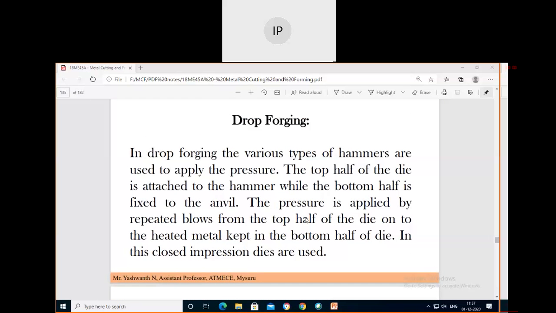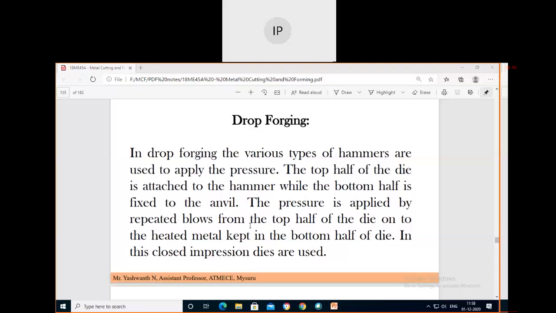See, drop forging means, in drop forging various types of hammers are used to apply the pressure. So with the help of hammers, you can directly apply the force on the surface of the die. The top half of the die is attached to the hammer, while the bottom half is fixed to the anvil, where you have to place the workpiece.